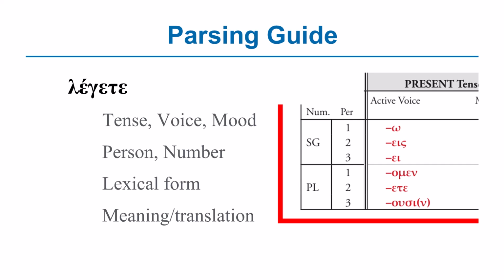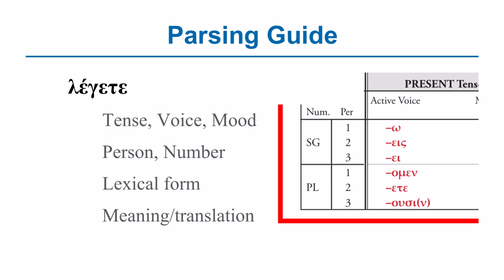So in a nutshell, when you're taught to parse a word, it means to identify its grammatical details. Things like the case, the gender, the voice, the number, the person. Now, a very important point, parsing refers to both nouns and verbs, including pronouns. So when you're taught to parse a word, it can be a noun or it can be a verb.